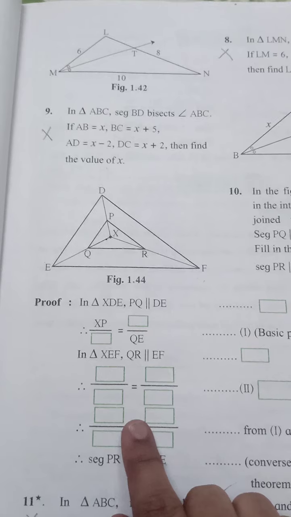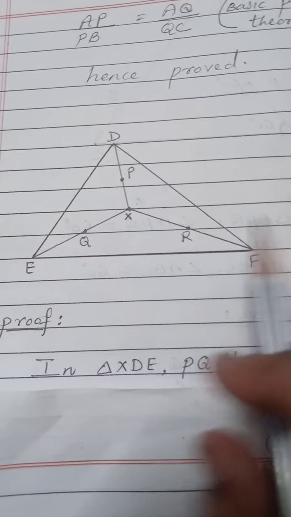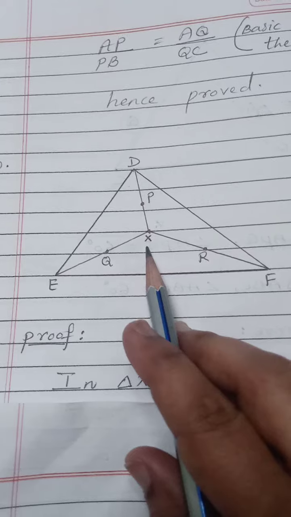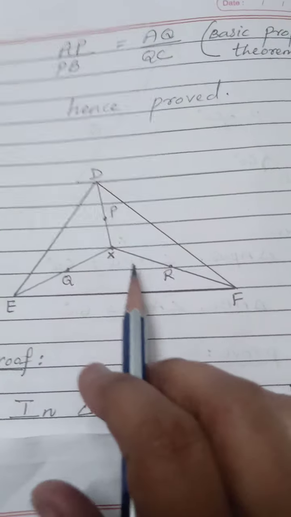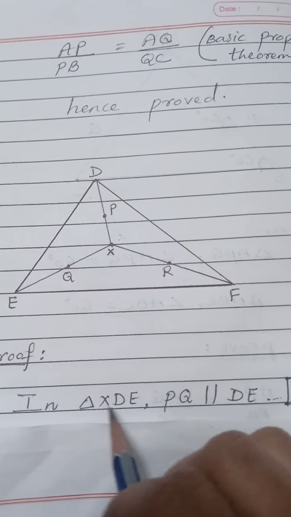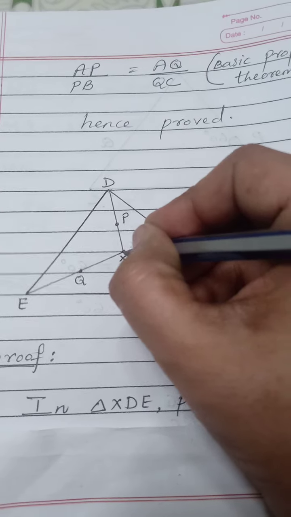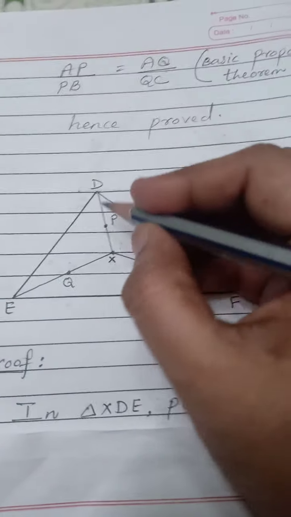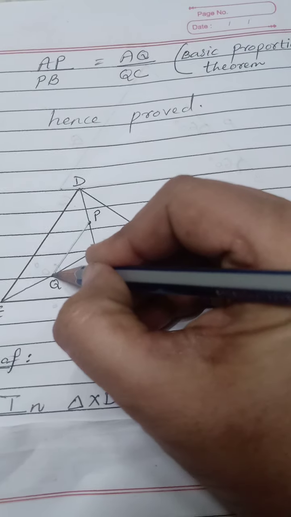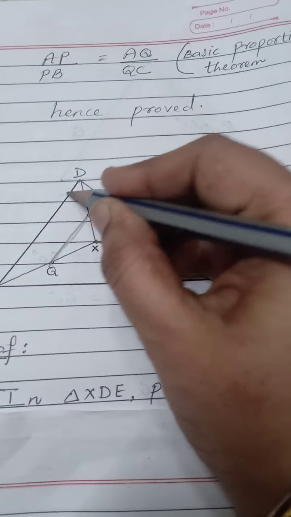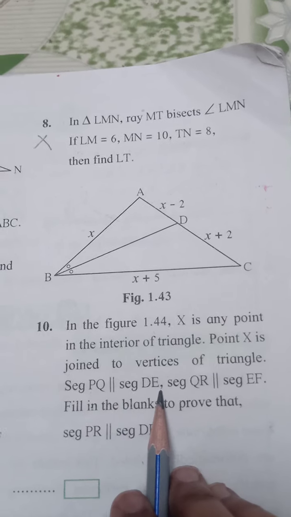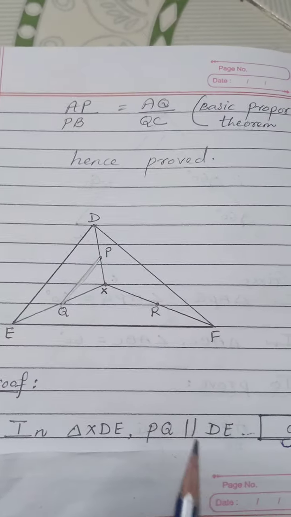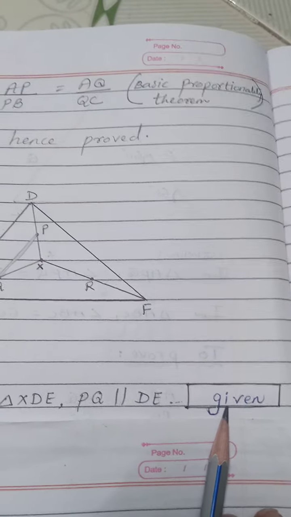Okay, so now we will start our solution. I have taken your same figure. X is in the interior of a triangle. I have joined with D, E and F. First of all, in triangle XDE, this PQ is given as parallel to DE. This is given to us in the question. See here, PQ is parallel to DE. It is already given. Therefore, in front of it, we have to write given.